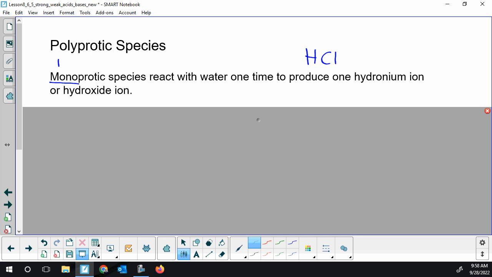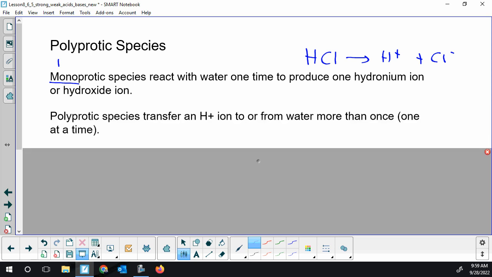I'll use the Arrhenius equation. It's simpler to put into a small amount of space. That's an Arrhenius equation to show the monoprotic, the loss of one H. Modified, I would have put in water.